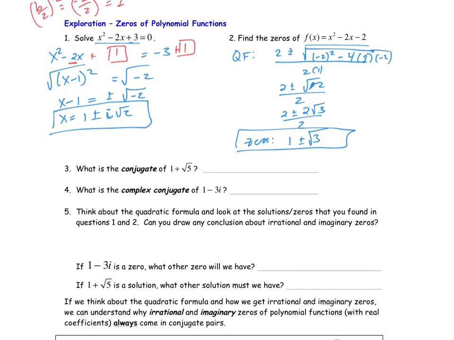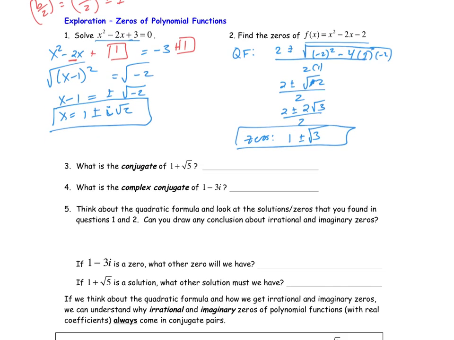Before that, we want to remember what the conjugate of 1 plus rad 5 is. We used this when we were simplifying, rationalizing the denominator, essentially. The conjugate means change the sign of the second term, so that's going to be 1 minus rad 5. This is also called the complex conjugate when it's in terms of complex numbers with imaginary numbers. So this will be 1 plus 3i.